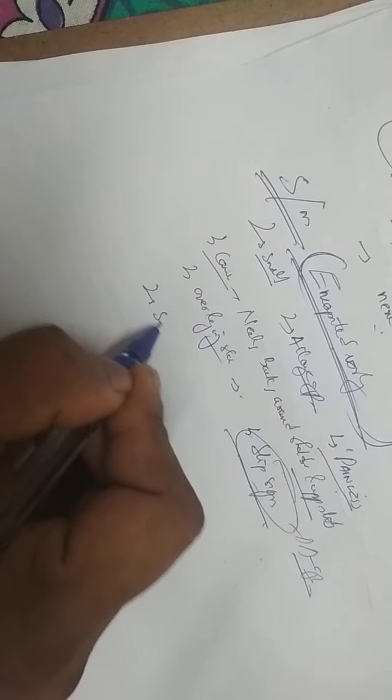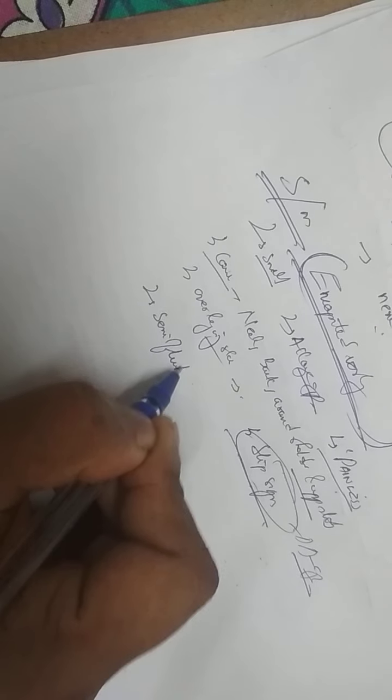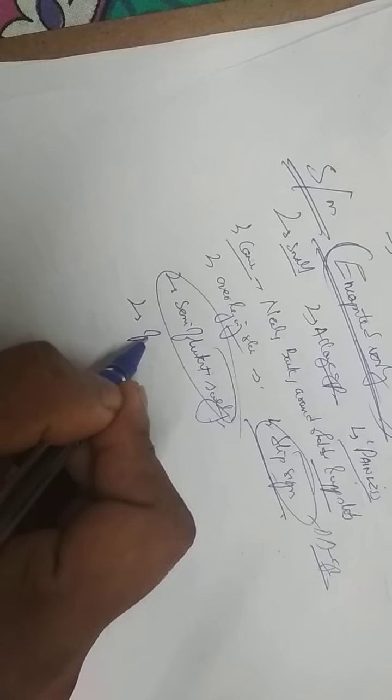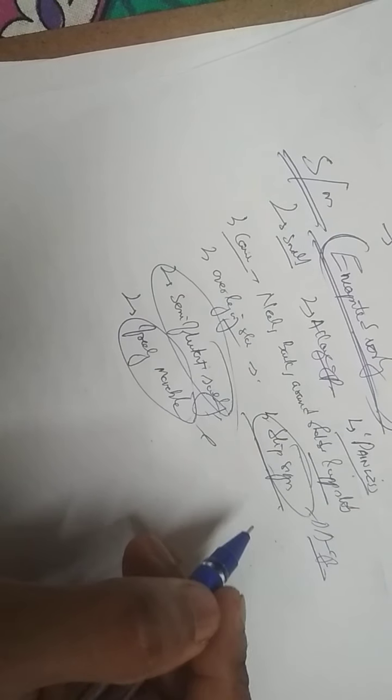So lipoma is also called a semi-fluctuant swelling. And usually the transillumination is negative, but a large lipoma can be transilluminant. Lipomas are freely movable swellings. They are freely movable over the surface because there is no attachment. The skin as well as the underlying tissue are not attached to the lipoma, so the lipoma is freely movable over the surface.